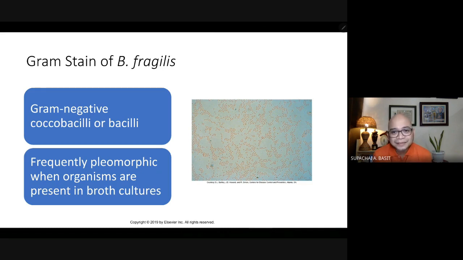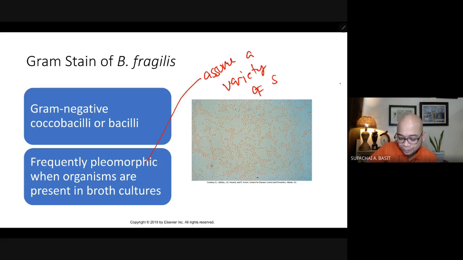So this is the gram stain of Bacteroides fragilis. So they are gram-negative coccobacilli and they are frequently pleomorphic. So when we say pleomorphic, it means that they can assume a variety of shapes. So the organisms can assume a variety of shapes, particularly in the broth culture.